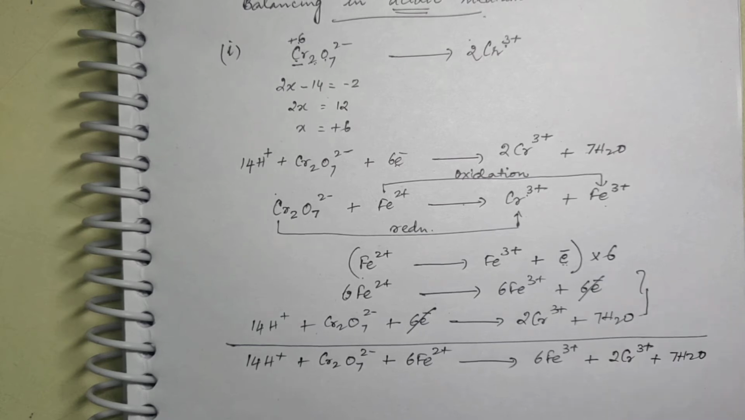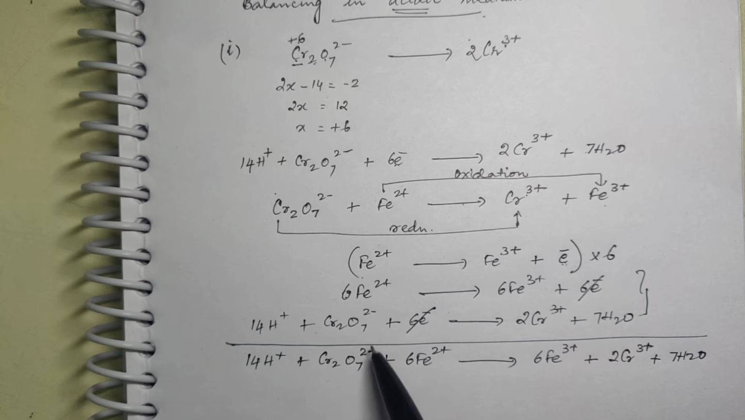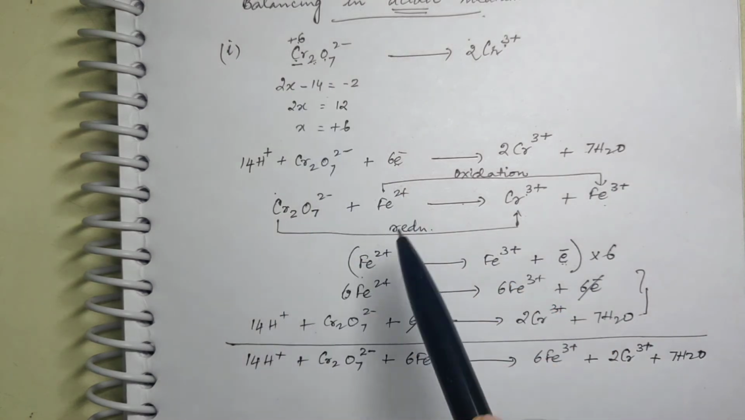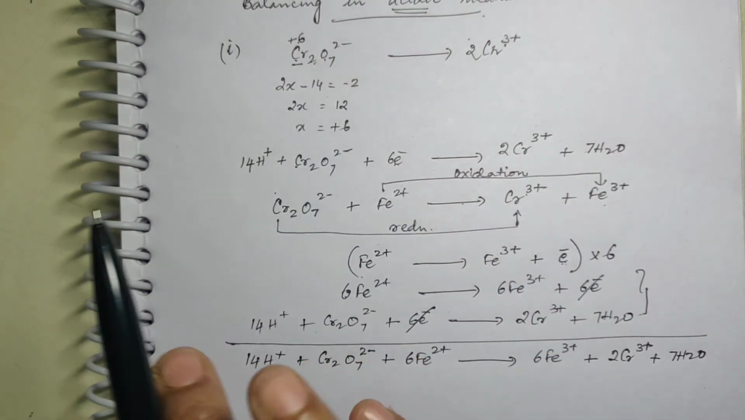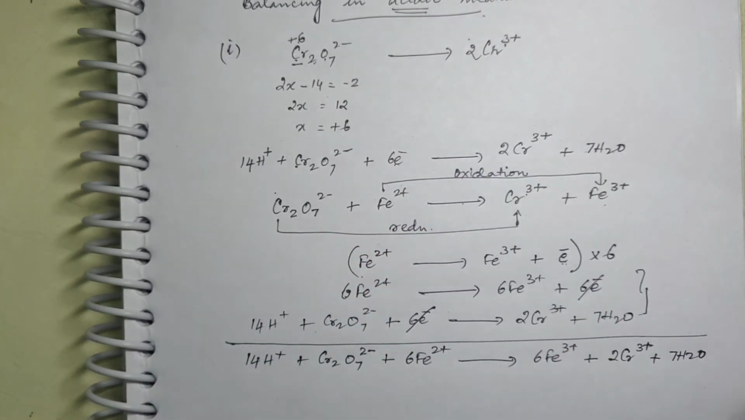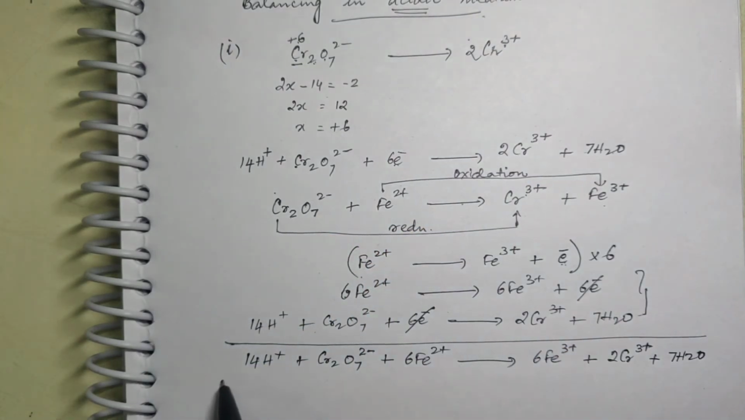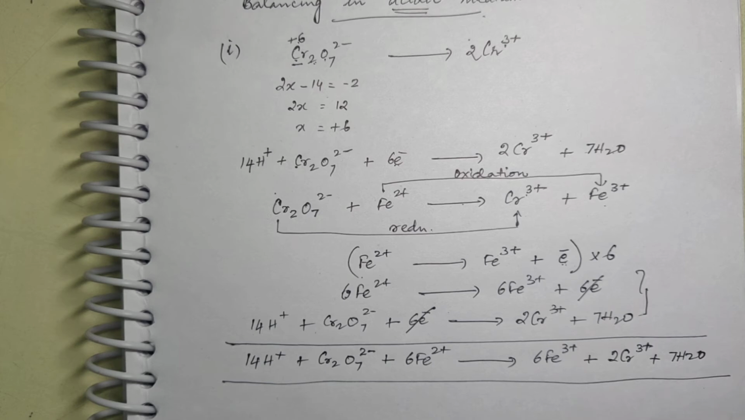You will not forget the charge. Like that day also, some children showed me the reaction, but you forgot to put this 2 negative in the reaction. You should not forget to put that. Is that clear? And once you have added electrons, after that you need not put the charge on Cr. It is no more necessary. Is that clear? So this is how you will balance a complete reaction.